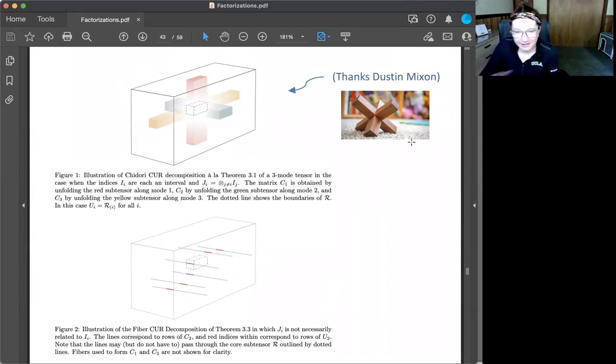So again, lots of details here, and I'm happy to point you to the paper, but the takeaway is that you can still do CUR decompositions in the tensor case. You have a little more choices in how you actually form them, but you can get similar guarantees to the matrix case.